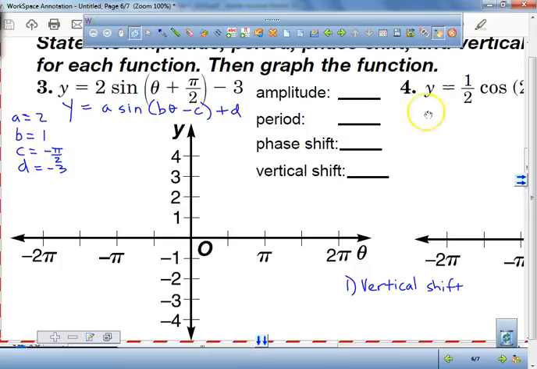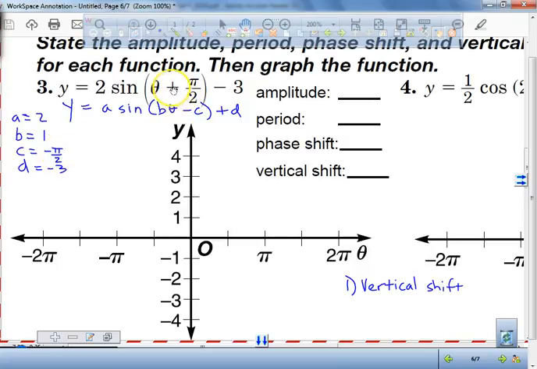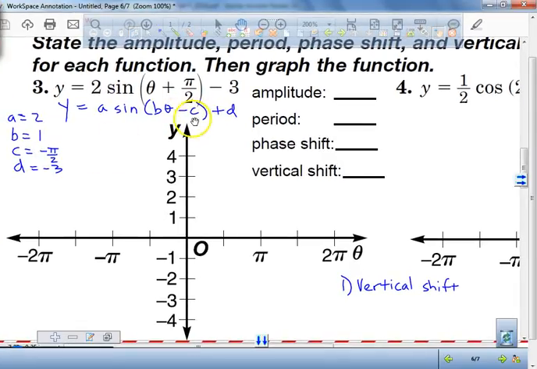Now, the only part you might be confused on: A makes sense, there's the A value. B makes sense, there's one of them. C might be a little confusing, because I told you it was negative pi over 2, but up here it says plus. In the formula, it says minus your C value. So if I take this and plug it in right there, what's going to happen to those negatives? They turn to a positive. That's why I did that. And the D value is just whatever number is at the end. So make sure you are able to identify A, B, C, and D.